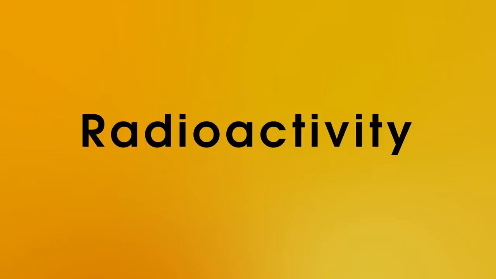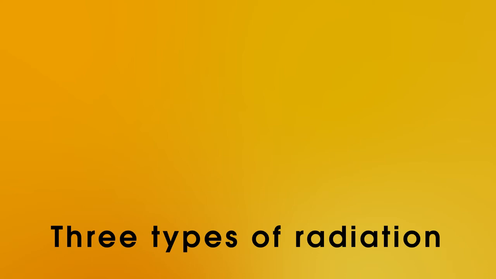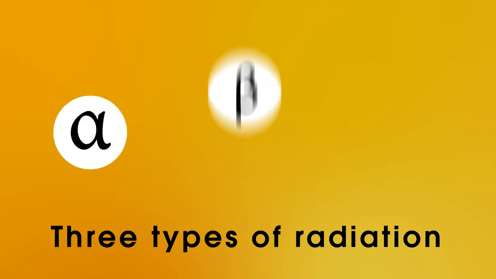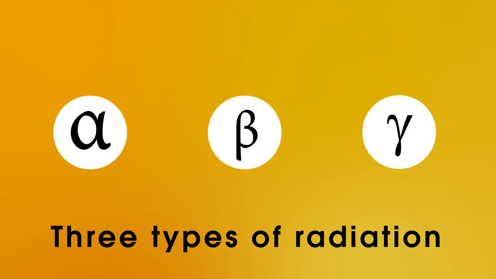Radioactivity. Some atomic nuclei are unstable and emit radiation. They are considered radioactive. Now, there's only 3 types of radiation they can emit, and because scientists didn't really know exactly what they were when they discovered them, they named them after the first 3 letters in the Greek alphabet: alpha, beta, and gamma.